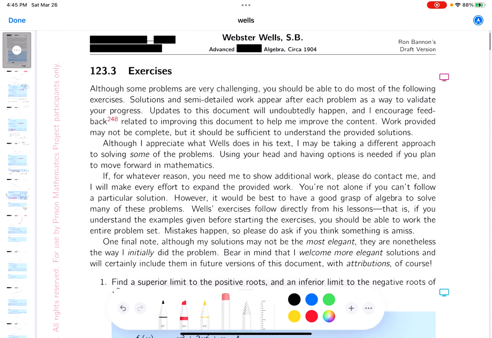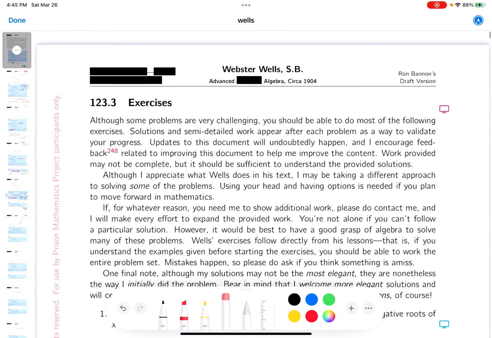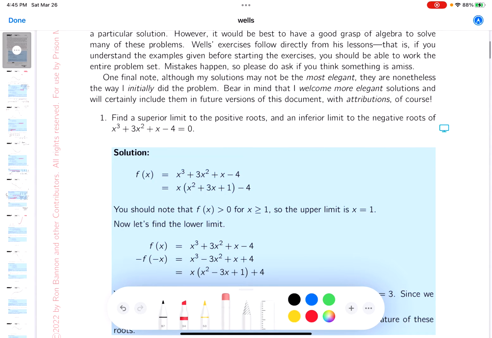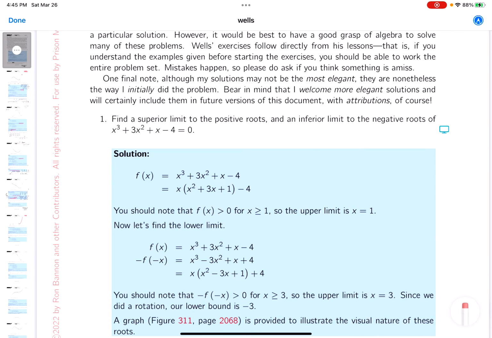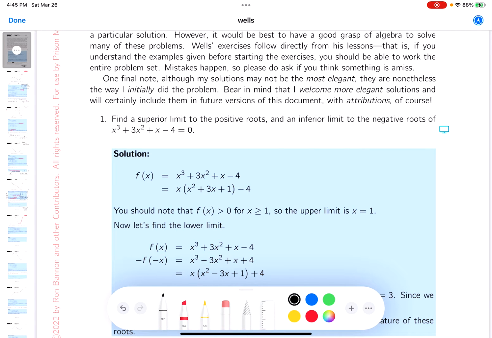Okay, problem number one, we're in section 123.3. They're the exercises. My recommendation is to get some idea what they're asking about. This is a cubic polynomial, and they're asking about the inferior limit at the negative root and the superior limit at the positive root. So before you do anything, I hope you have some impression that this is a cubic problem.